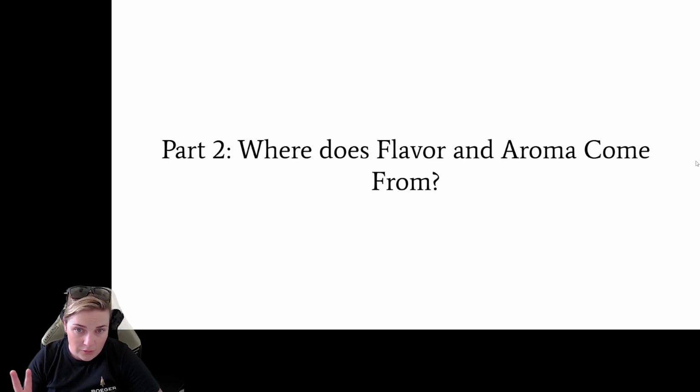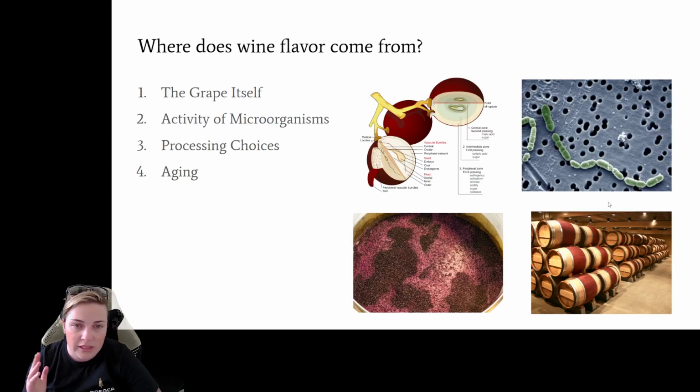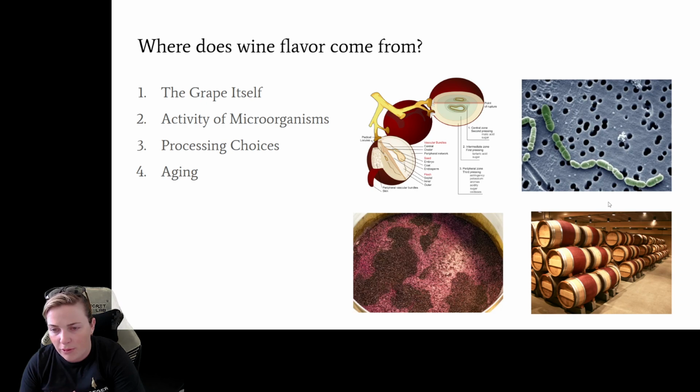Okay, part 2. Where does flavor and aroma come from? So when you're drinking wine and say you have a Pinot Gris, right? It's a white wine and you're in the tasting room and you're like, wow, this tastes like apples. Like, did you put apples in the fermentation? No. The answer is no. We did not. So there's different parts of the process where flavor and aroma comes from in wine, right?